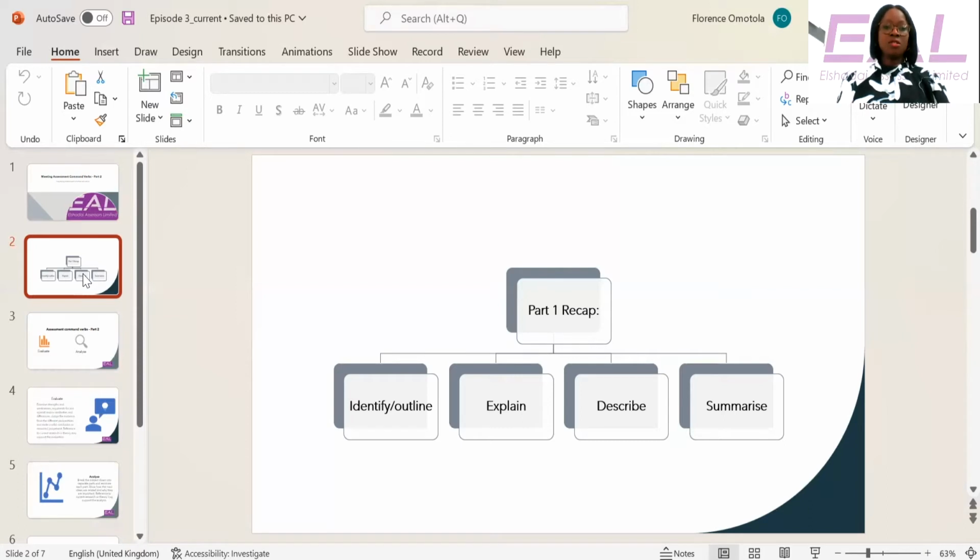So this is just a recap of what we did in the last video. I'm going to advise you to go to our YouTube channel and watch the last video. There is a lot of gap in between the timing, as the last video was a couple of months back. But here we have today, the concluding part of the meeting assessment command verbs.